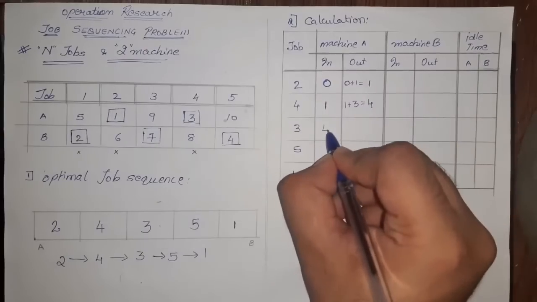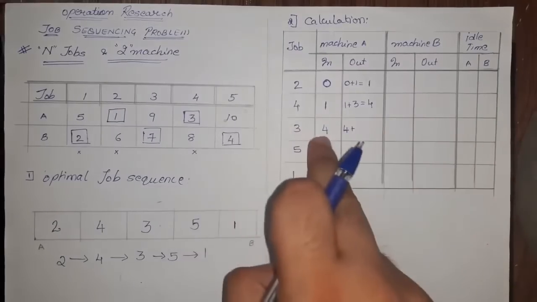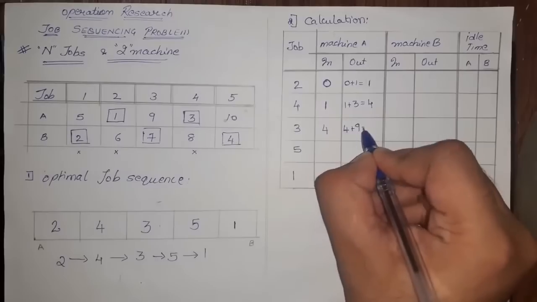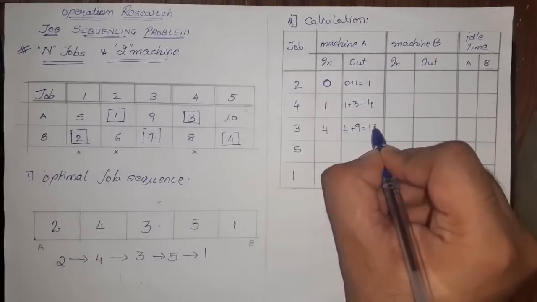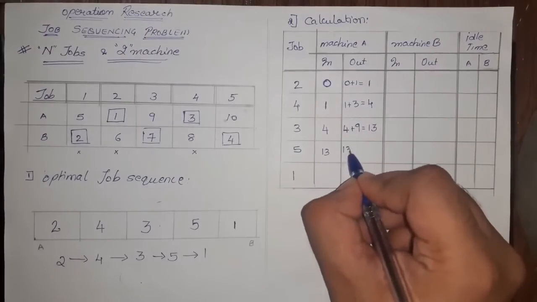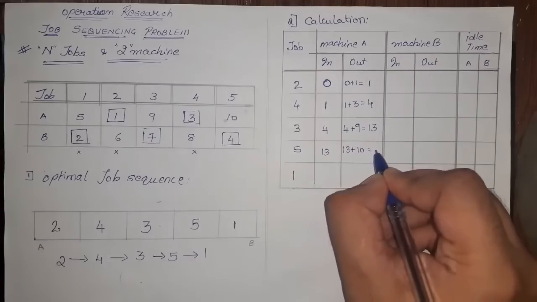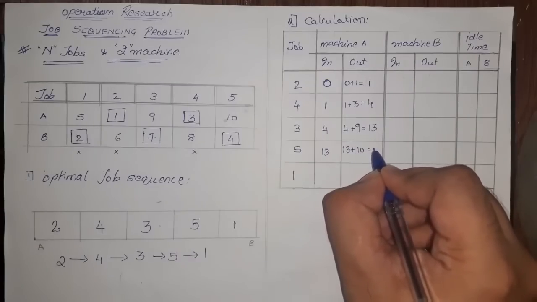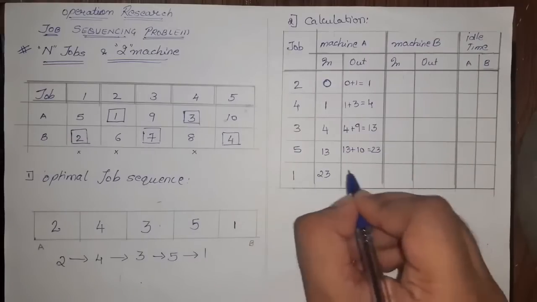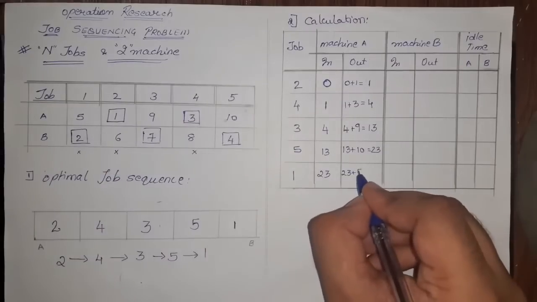We bring 4 down. Okay, so my next out time will be 4, under job number 3 is 9 hours going to take. So 9 plus 4 is 13. Again we bring 13 down. Next will be 13 plus, in job number 5 it has taken 10 hours. So here it will become 23. Okay, we bring 23 down.